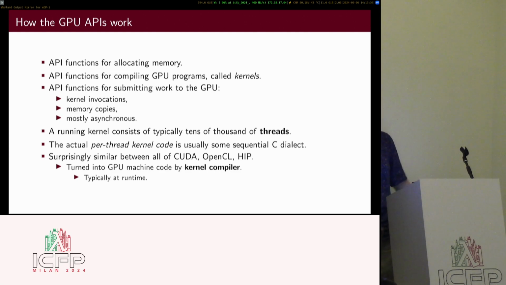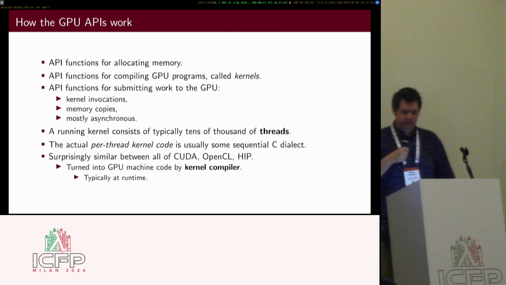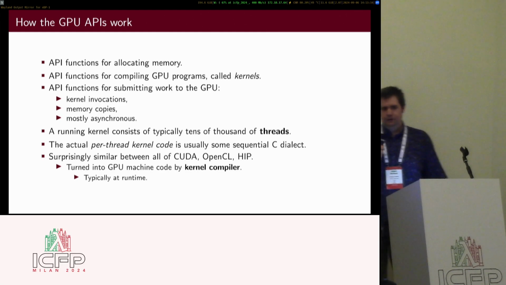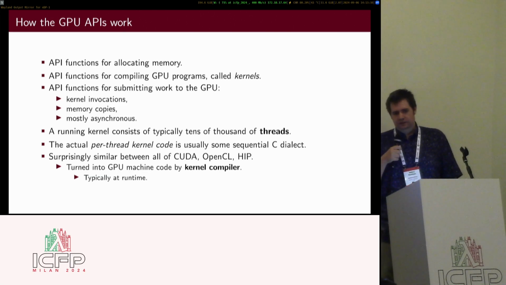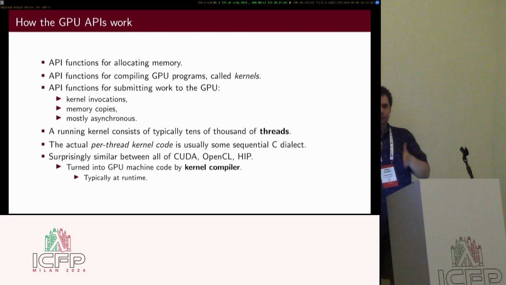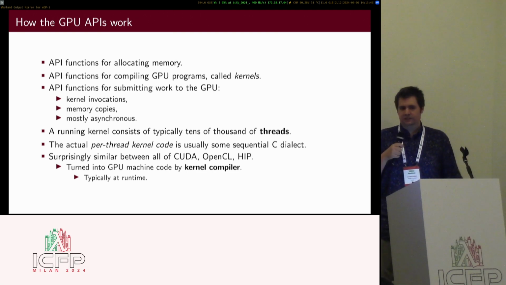So you run this kernel compiler provided by the vendor, accessed through the API, that turns these C programs into GPU assembly machine code, and this is typically done at runtime. You can do it ahead of time, but because GPUs vary so much in the actual machine code they use, you typically don't know which machine you're going to run on. You have to do runtime compilation, and then you can cache it and all that stuff.